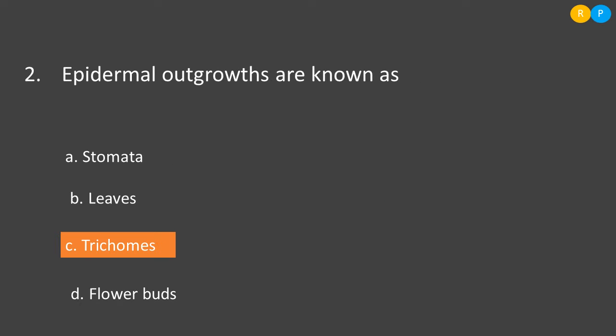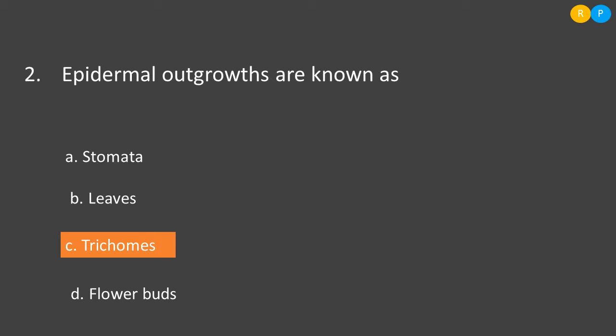Then the next question, epidermal outgrowths are known as. In the plant, the epidermis acts as the outermost protective covering. In some regions of the plant, epidermal tissue will show the formation of outgrowths. For example, root hairs are epidermal outgrowths. Like that, if you move to the stem, we can see the trichomes, and they act as epidermal outgrowths. So epidermal outgrowths can be seen in different parts of the plant.